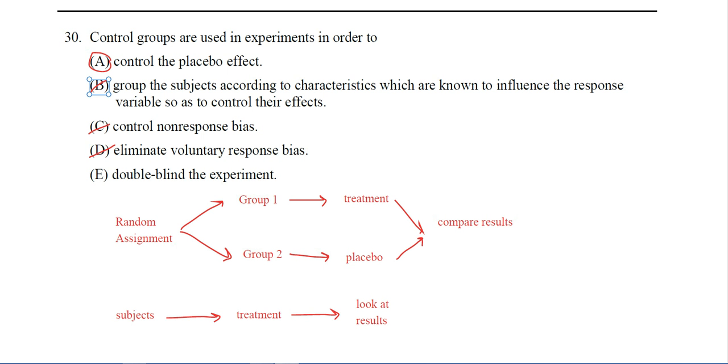And then E is about double blinding. So this is the idea that our subjects are not aware of which treatment they're receiving, and the people who record the data are not aware either. Okay, so that's an entirely different concept or topic, not really having to do with control groups.